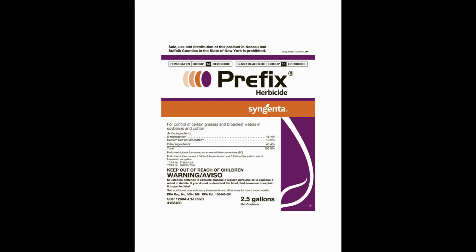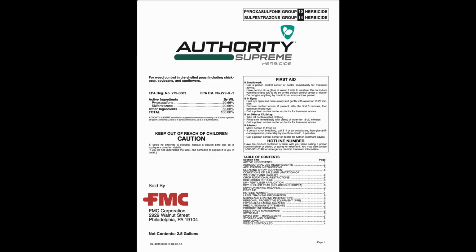The product that I'm using this year is a product called Prefix. Another one is Authority Supreme. That is for soybeans. Both of these products have been very, very good for me in regards to weed control. I'll put them on, and these products will keep weeds out of my food plots for, I have seen, up to 60 days, but the general rule of thumb is 30 to 45 days. Now that gives your crop that you planted, soybeans, corn, whatever it might be, the time to emerge and get a jump start on the weeds.